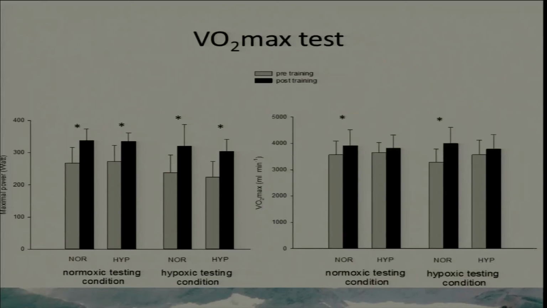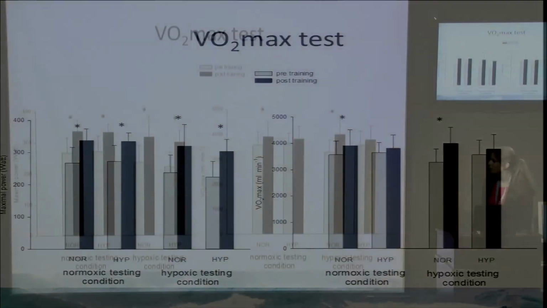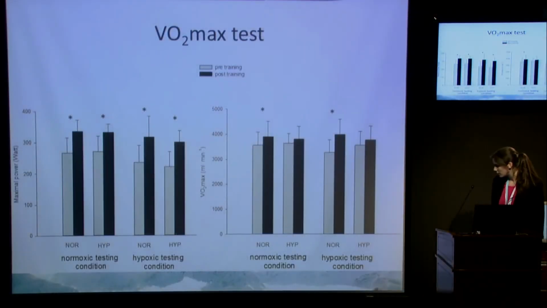If you look at the maximal oxygen uptake, we again see that they were all able to increase their VO2 max, except only the normoxic training group significantly increased their VO2 max in both testing conditions.